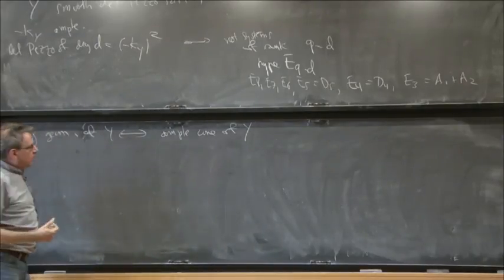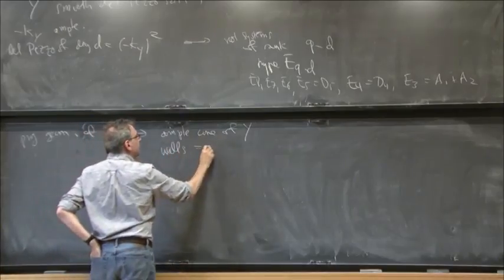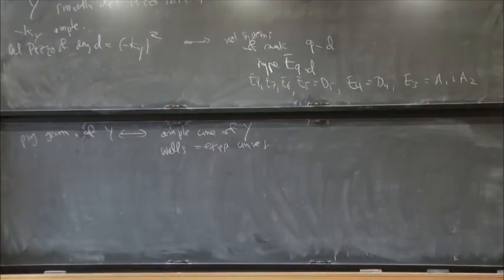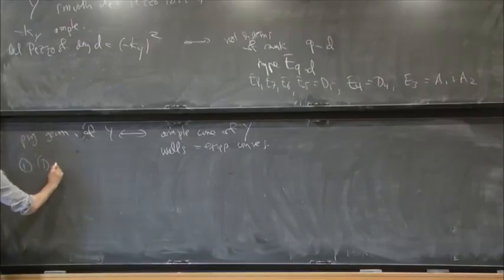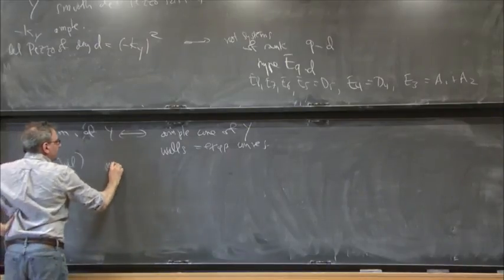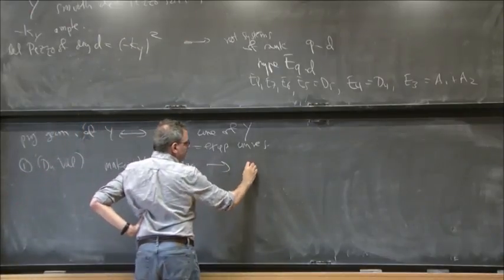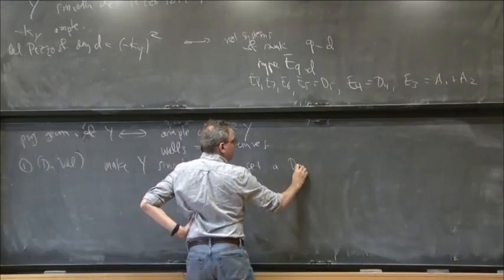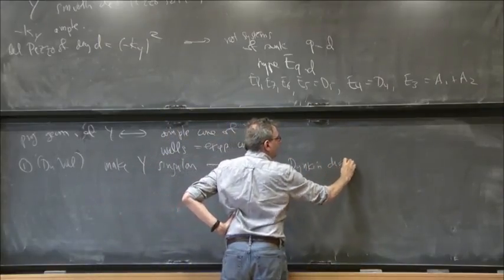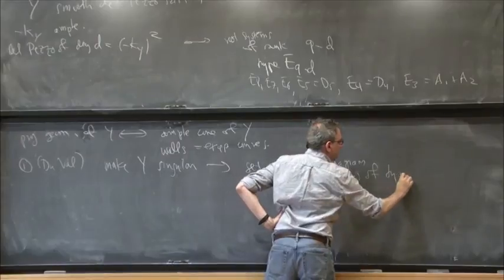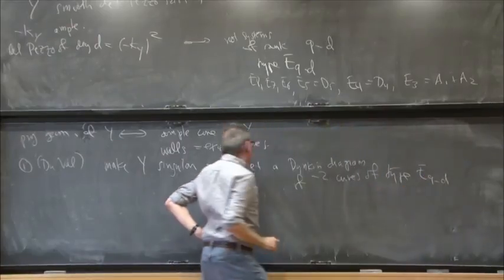Instead, when you look at the ample cone, here the walls are the exceptional curves. And a priori, they don't seem to have too much to do with a root system. So where does the root system come in? There's sort of two explanations. One is the explanation of Du Val, which is you can make Y singular. And if you make it as singular as possible, you get a Dynkin diagram of rational curves of type E_{9-d}.